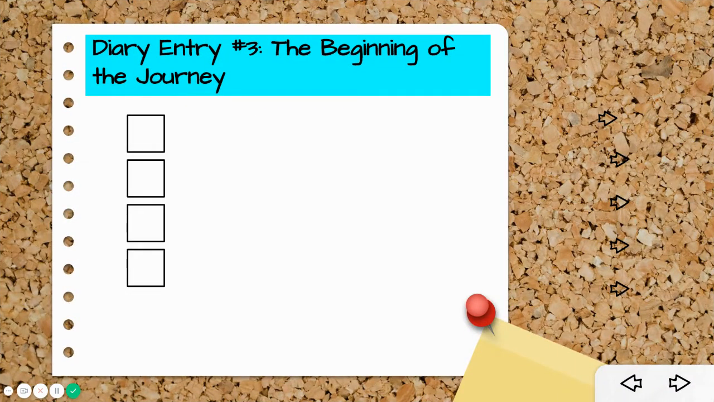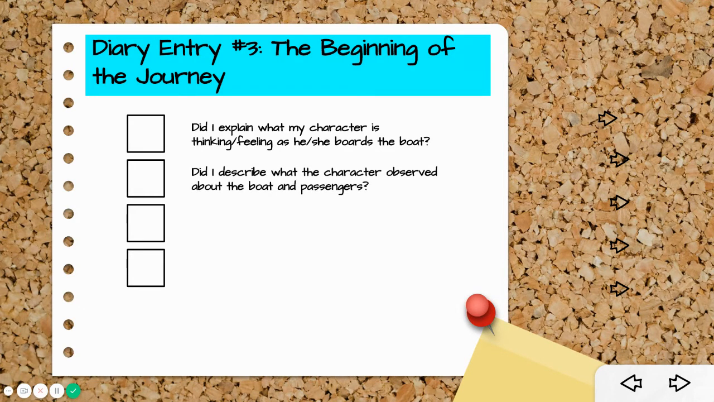Diary entry number 3. On this diary entry, you're going to be talking about the beginning of the journey. So in this diary entry, you're going to ask yourself, did I explain what my character is thinking or feeling as he or she boards the boat? So that moment while they're getting on. Use your character too, so that you can share observations about the boat. So did I describe what the character was observing about the boat and the passengers? That's one way that you can also teach your reader about what the ship was like.